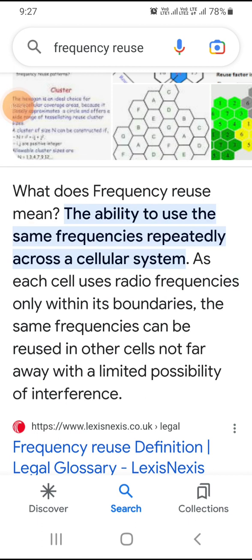What does frequency reuse mean? It is the ability to use the same frequencies repeatedly across a cellular system, as each cell uses radio frequencies only within its boundaries. The same frequencies can be reused in other cells, not far away, with a limited possibility of interference.